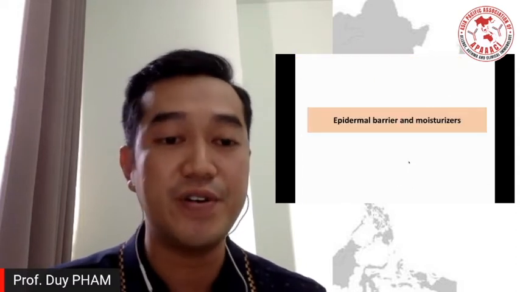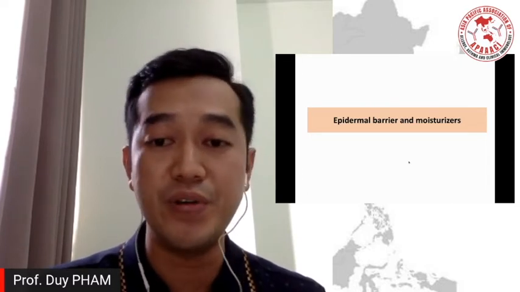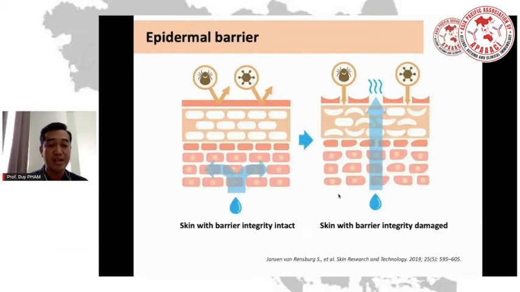First of all, I would like to give you an overview about the epidermal barrier and moisturizer. As we all know, the epidermal layer functions as a barrier protecting the underlying tissue from desiccation, infection, irritation, and the penetration of allergens. The water from the deeper layer moves upwards to the stratum corneum layer and hydrates it. The stratum corneum is a barrier to prevent the loss of too much water from the skin due to the evaporation process.